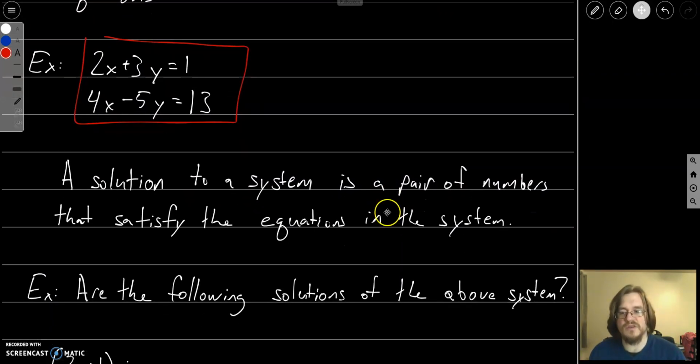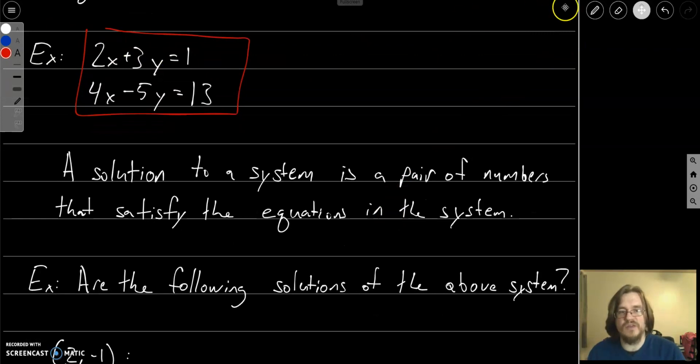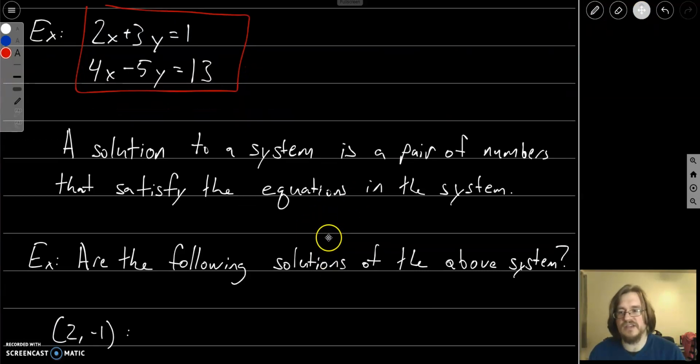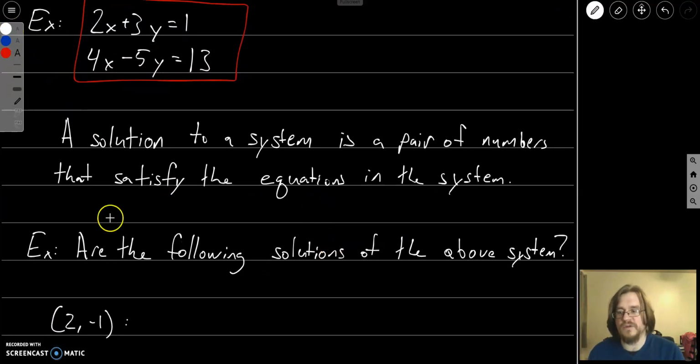What we're going to be concerned with is finding solutions. And what do I mean by a solution? A solution is just going to be a pair of numbers, so a value for x and a value for y, that satisfy both of the equations in the system. So we can check a couple of these.